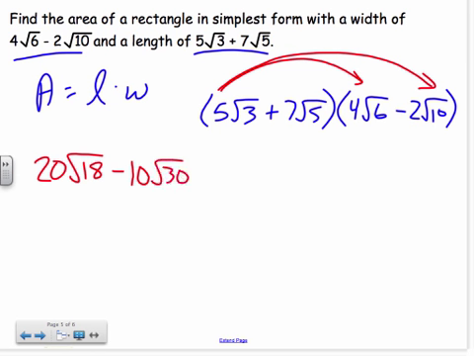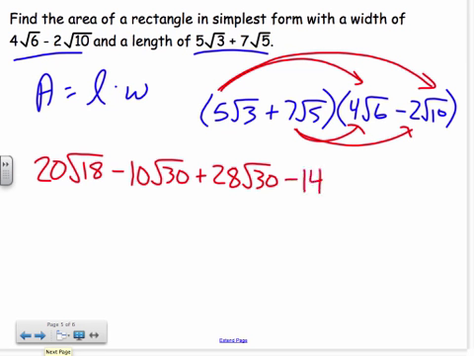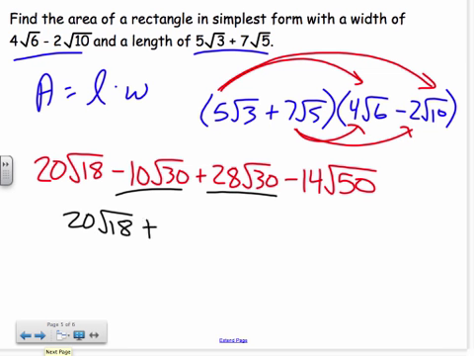Okay, good. Now the insides: 7 times 4 is 28, and square root of 5 times the square root of 6 is the square root of 30. And lastly, 7 times negative 2 is negative 14, and root 5 times root 10 is square root of 50. So maybe combine like terms. I can combine these middle two terms here. So I got 20 times the square root of 18 plus 18 times the square root of 30, just negative 10 plus 28. And then bring my minus 14 times the square root of 50 down.